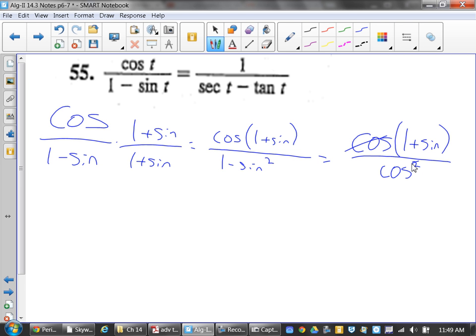So we multiplied by our conjugate, which is fine. And we wound up with one minus sine squared. One minus sine squared gave us a cosine squared. Now let's see. Then we have cosine. So we wind up with secant plus tangent. We got to get it to secant plus tangent, which would be one over secant.